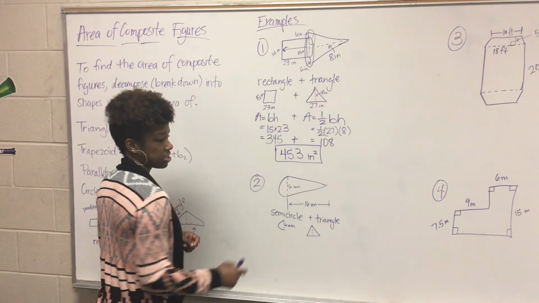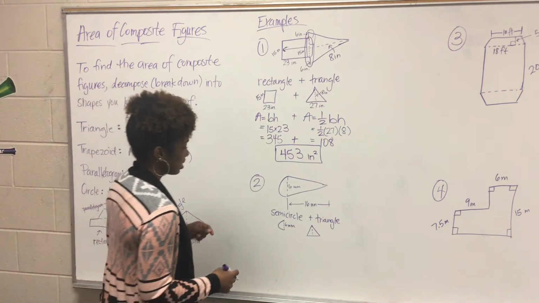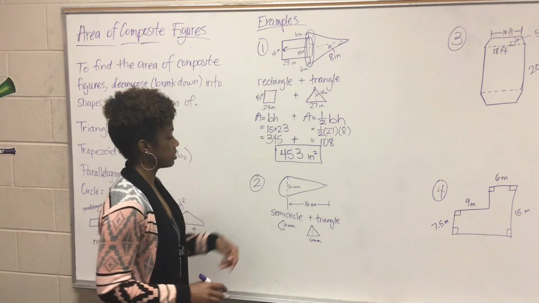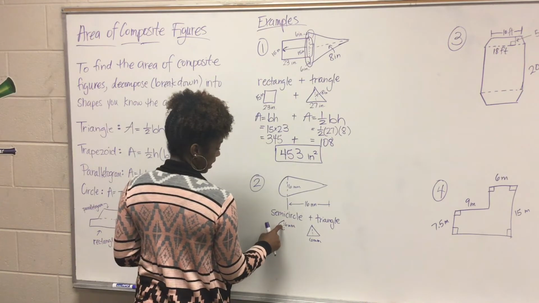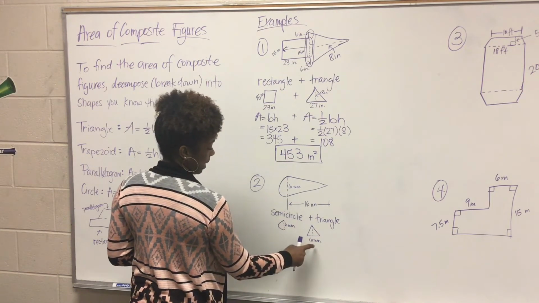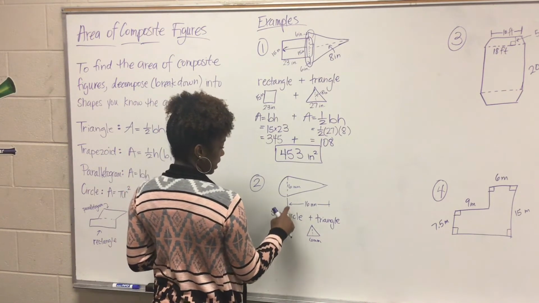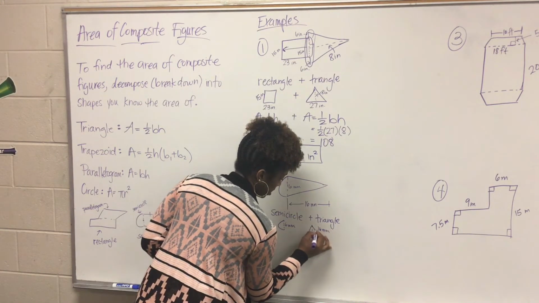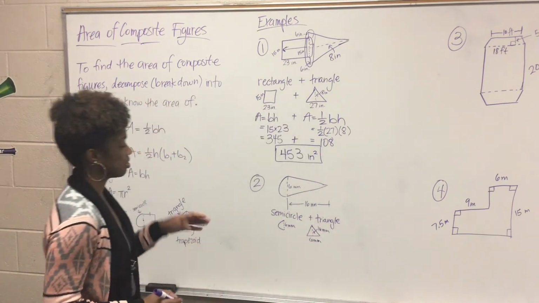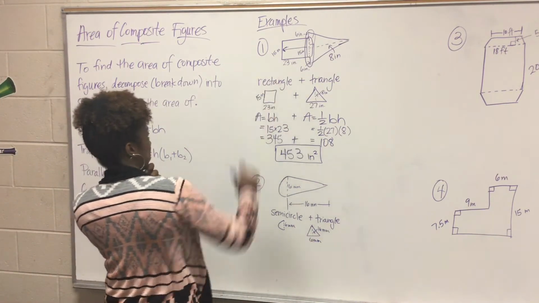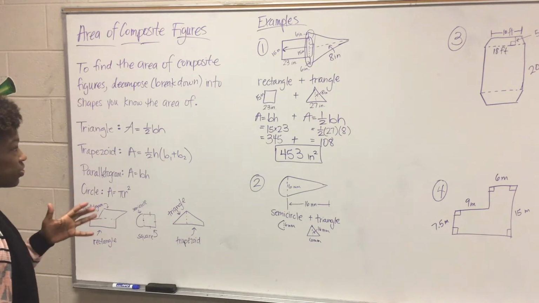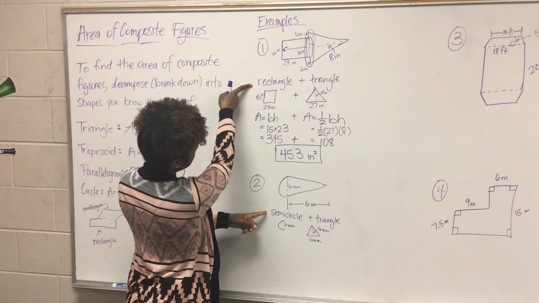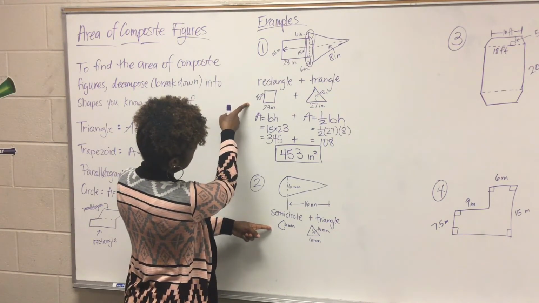In composite figures, they are going to share some sides. So yes, 6 millimeters can be the diameter of the semicircle and the base of the triangle. And then they give us a height of 16. So here we did not have to do any extra work in order to find out the base or the height of the triangle like we did in example 1. So next step, we've written down what we've seen. We broke it down in the picture form.